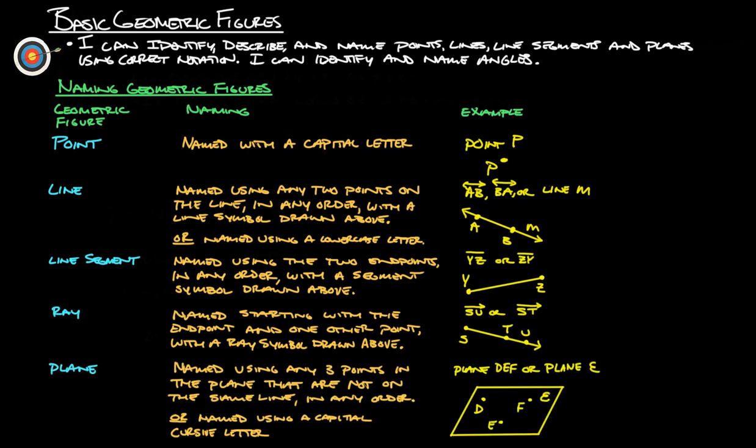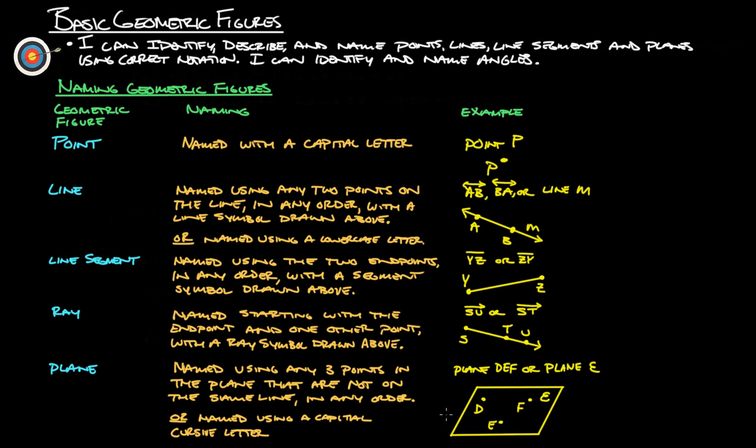One other one is a plane. A plane is named using any 3 points in the plane that are not on the same line, which would be collinear, in any order. Or you can name it using a capital cursive letter. So for example, here's our plane, and it's got D, E, and F, so you can name it plane DEF, FED, whichever 3. It doesn't matter what the order of the 3 letters is. And in this case here, you can also name this plane E.